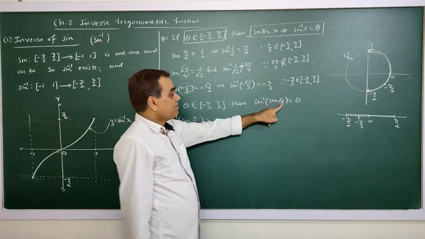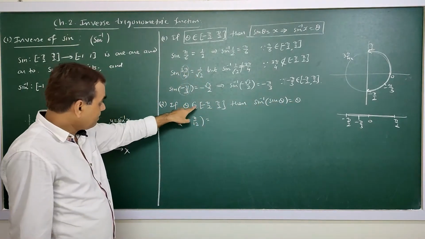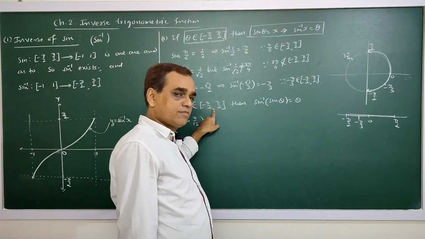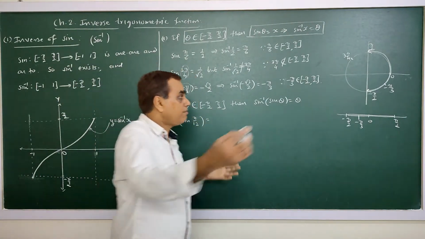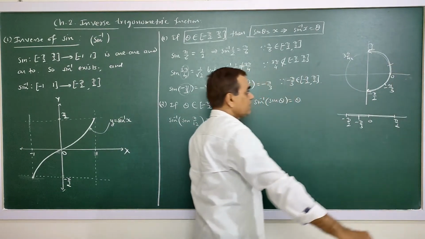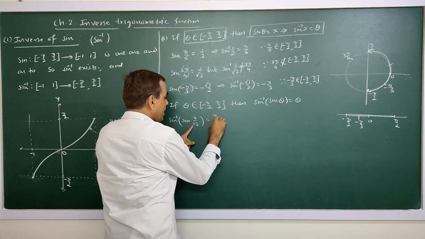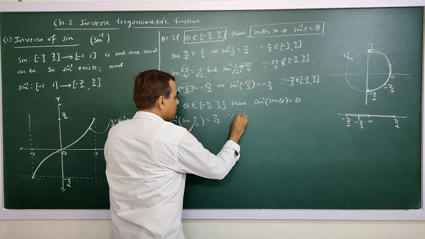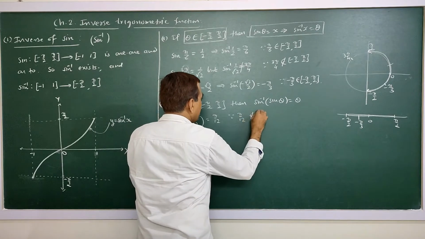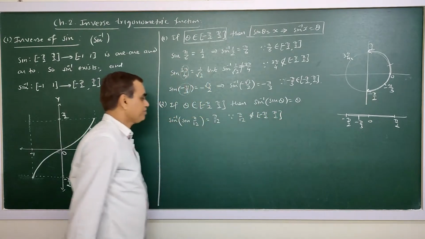Sine inverse sine pi by 12 equals pi by 12 if pi by 12 belongs to this set. And yes, pi by 12 is somewhere here in the first quadrant. So this is equal to pi by 12, true, because pi by 12 belongs to minus pi by 2 to pi by 2.